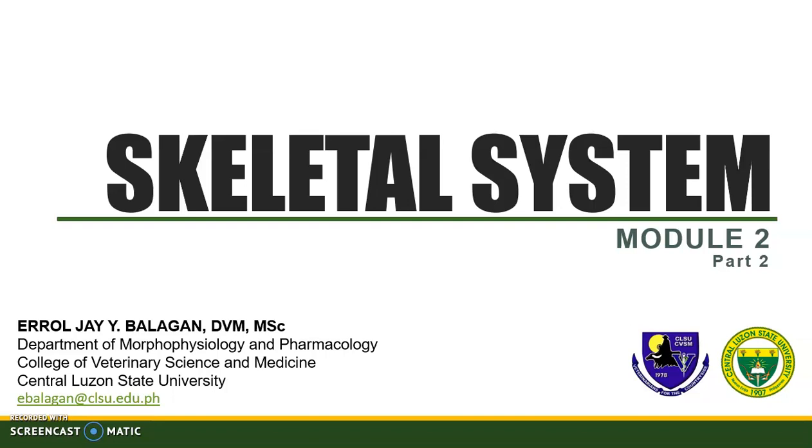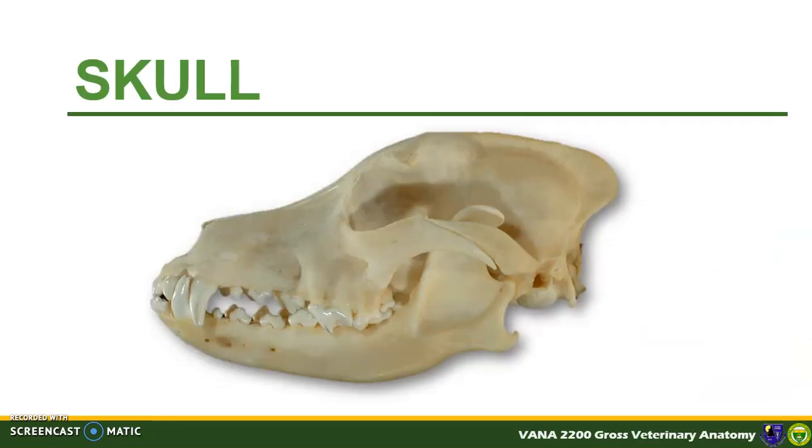In this lecture, you will learn the anatomy of the skull, which forms most of the bones of the head, including the hyoid apparatus. The skull is not a single bone, but is composed of several flat bones. It can be divided into a cranial part or brain case and a facial part.